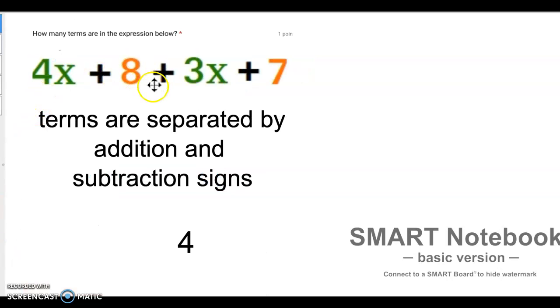How many terms are in the expression below? Oh, I forgot to cover up the answer here. So let's look at it. 4x plus 8 plus 3x plus 7.